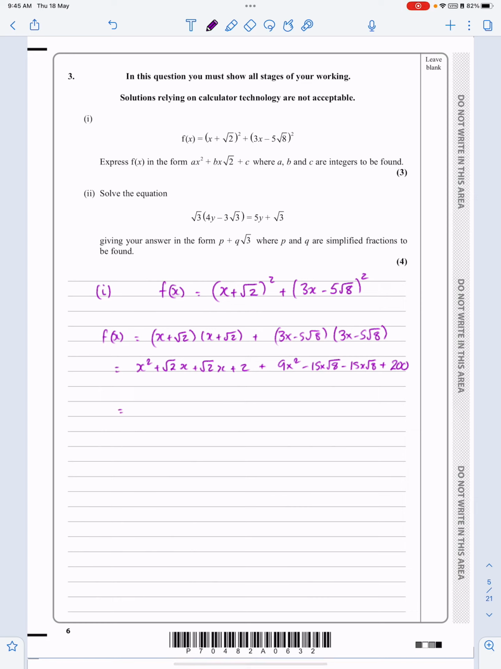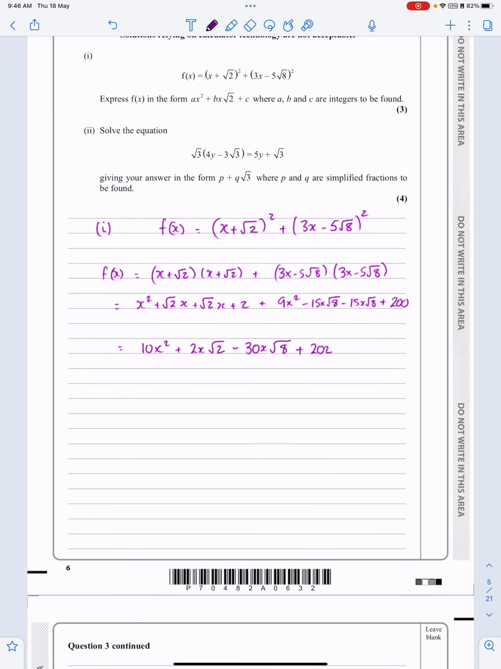What have we got here then? Let's collect together everything we can collect together. I've got 10x squared. I've got x root 2 and x root 2, so I've got 2x root 2 there. I've got minus 30x root 8, and I've got plus 202 in total. So if you hadn't already done this at this stage, I need to get rid of the root 8 there. Ideally, at your level, you should know that root 8 is 2 root 2. You can just stick it into the calculator. Just convince yourself of it.